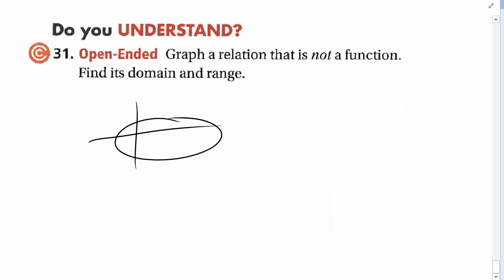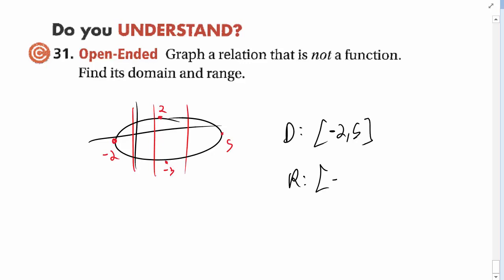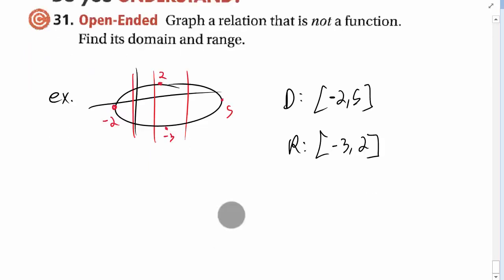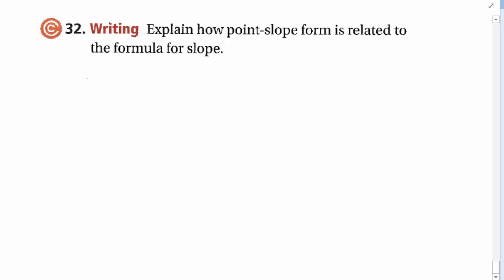All right. So this is just an open-ended question. I just want you to know this: a relation is not a function if it fails the vertical line test. I'm just sketching something that fails the vertical line test, and its domain goes as far left as -2, as far right as 5. It goes as far down as -3, as far up as 2. This is just an example, but know that this is not a function. It fails the vertical line test.